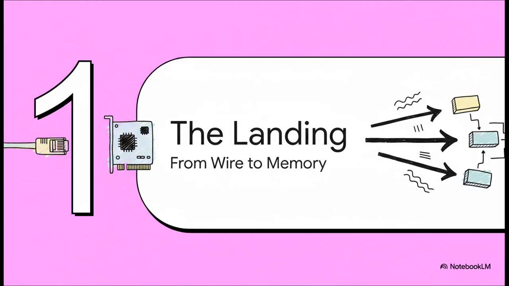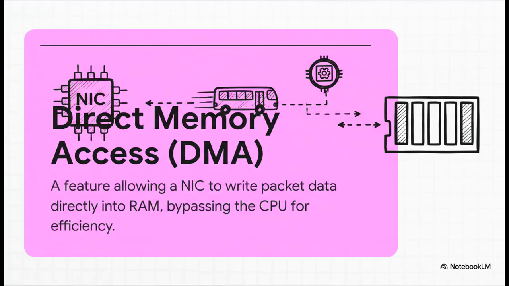Okay, so our race starts right at the physical layer. The packet has just come in off the wire and landed at the network interface card. You know, the NIC. Its very first challenge? It's got to get from that piece of hardware into the computer's main memory. So how does it do this so fast? Well, there's this key piece of tech called Direct Memory Access, or DMA. Just think of it like an exclusive, high-speed shuttle bus. The NIC uses DMA to just place the packet data directly into RAM, completely sidestepping the main CPU.